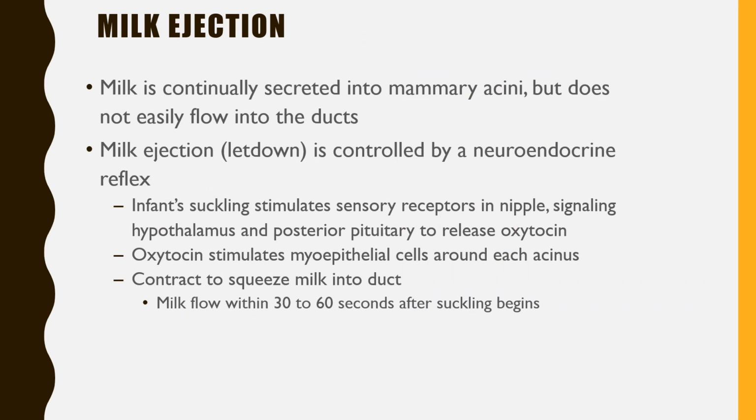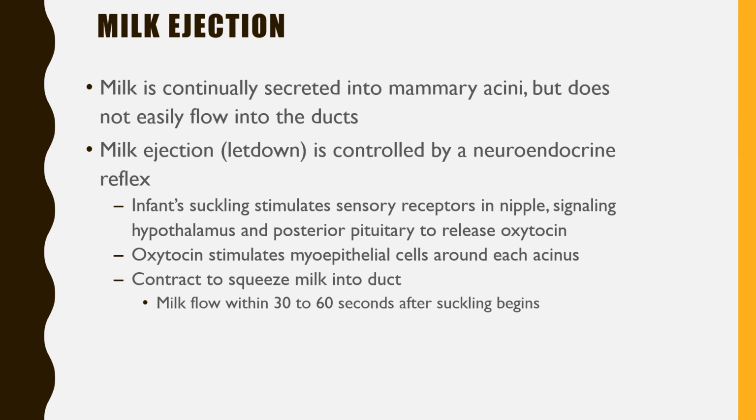Now the ejection of the milk. The milk is being produced by that prolactin. And again, the prolactin is able to do so because after the baby is born, the estrogen and progesterone levels drop, because once the placenta, which was producing all that estrogen and progesterone, has been removed, they can no longer inhibit the prolactin. So milk is continually secreted into the mammary acini, but does not easily flow into the ducts. It's being produced and essentially stored there, but doesn't actually go into the ducts.